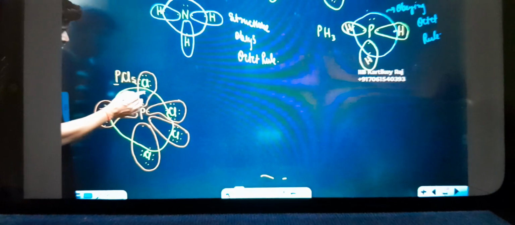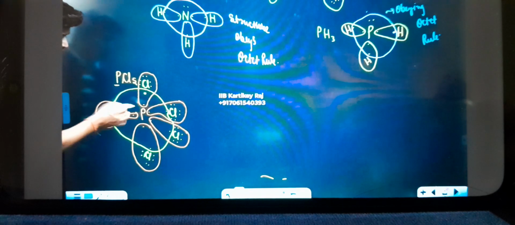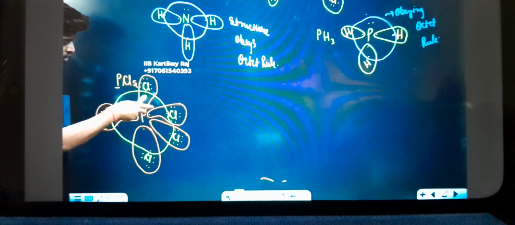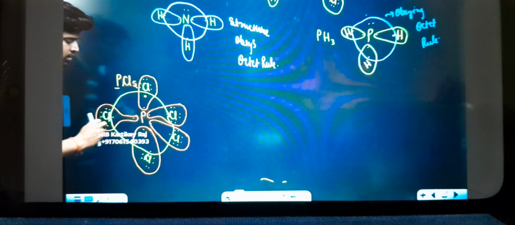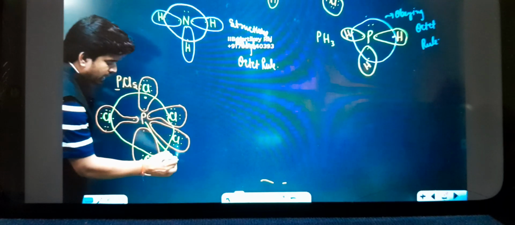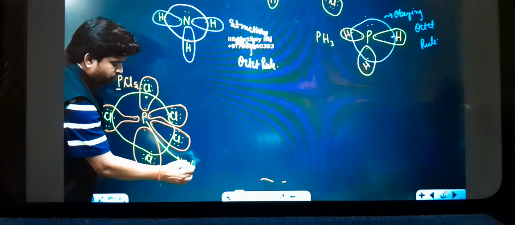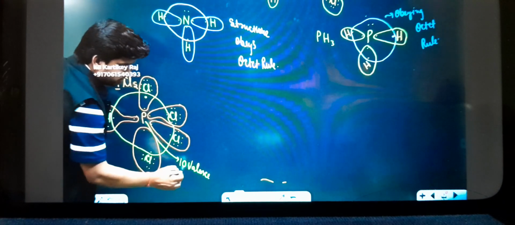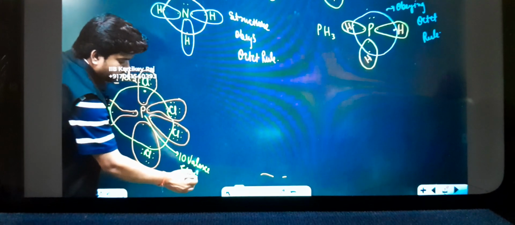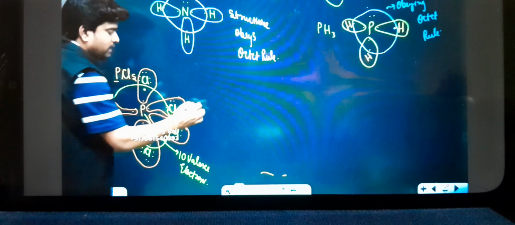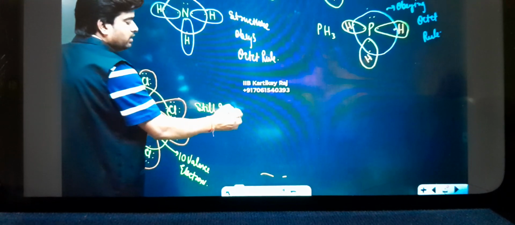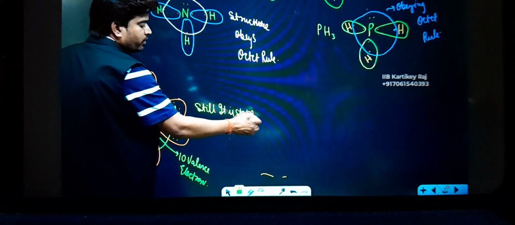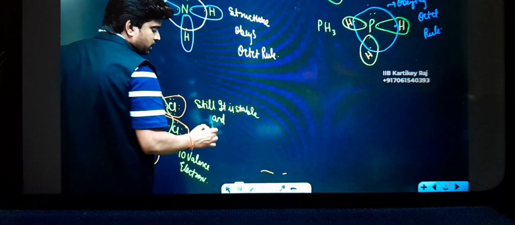Now you see, what are the electrons that the phosphorus has? 2 electrons, 2 plus 2 is 4, plus 2 is 6, plus 2 is 8, plus 2 is 10. So now this phosphorus is having 10 valence electrons, guys. Still, it is stable and also exists.